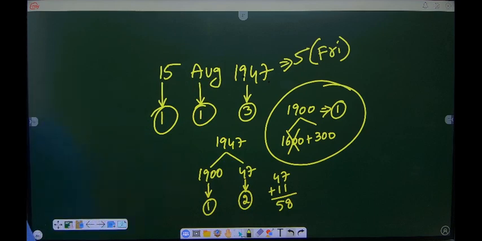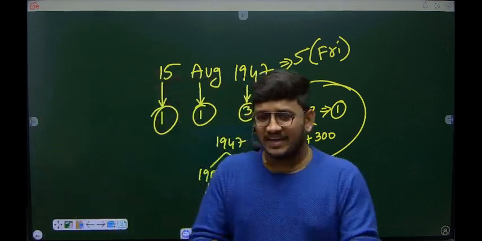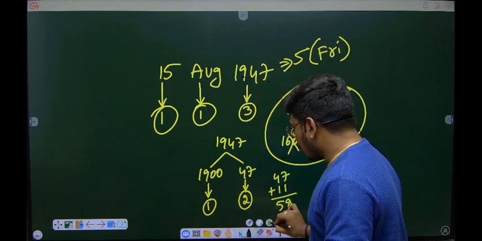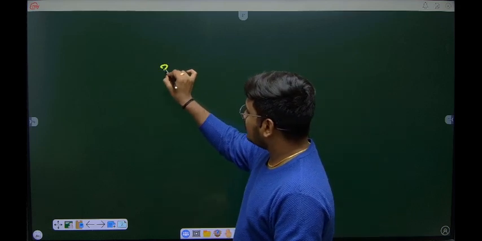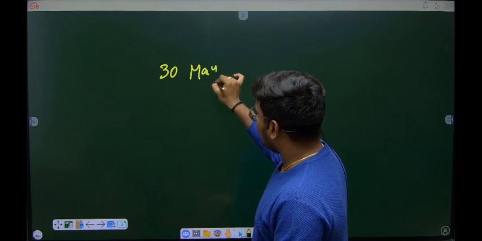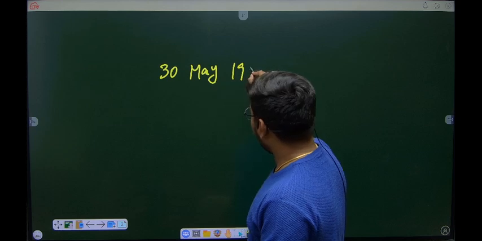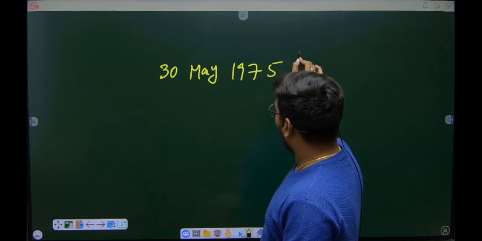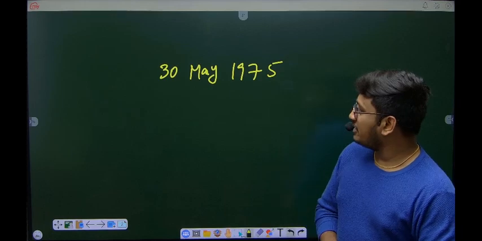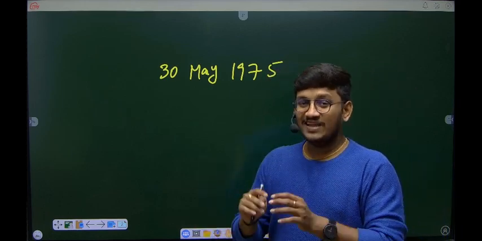Here I'm getting answers. Yeah, 15th August 1947 is done. I got one question from Divya, 30th May 1975. Guys, you can calculate any date of birth. Let me take one that your friend posted. 30th May 1975. Which day was it? Let me calculate.